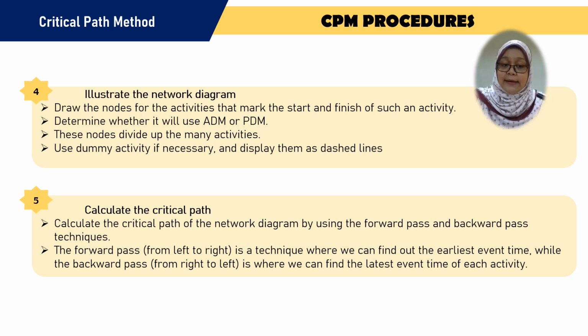Next, we can calculate the critical path. So how to calculate the critical path? We calculate the critical path from the network diagram by using the forward pass and the backward pass. For the forward pass, we calculate from left to right, and it's a technique where we can find the earliest event time, while the backward pass goes from right to left, where we can find the latest event of each activity.